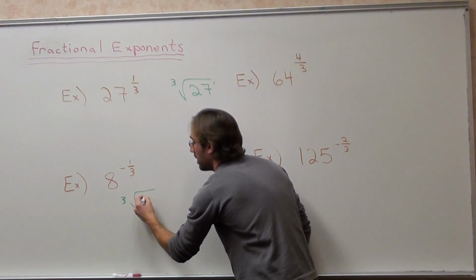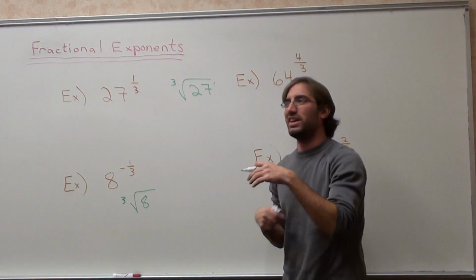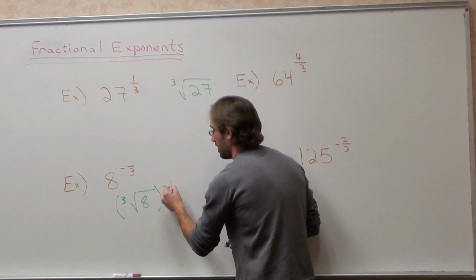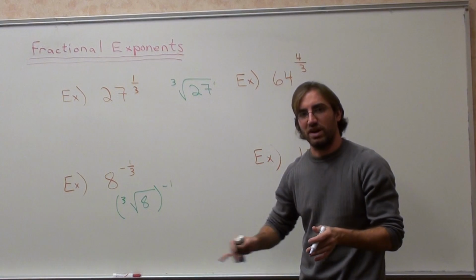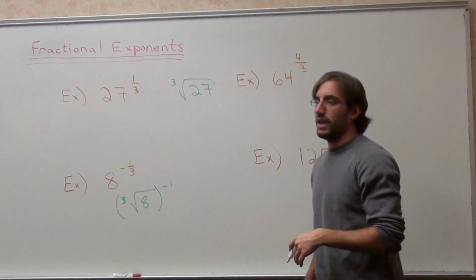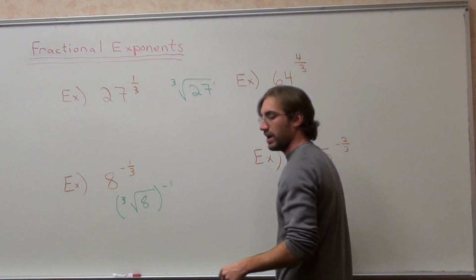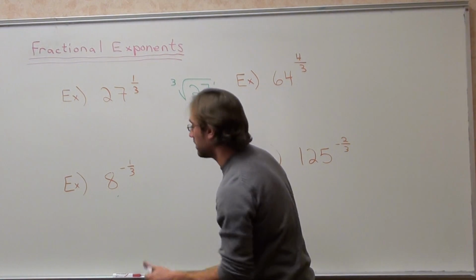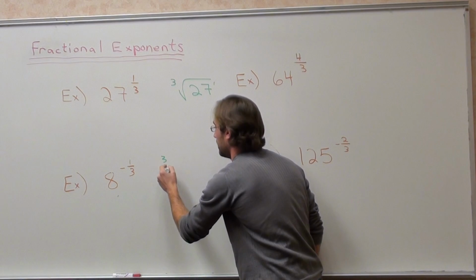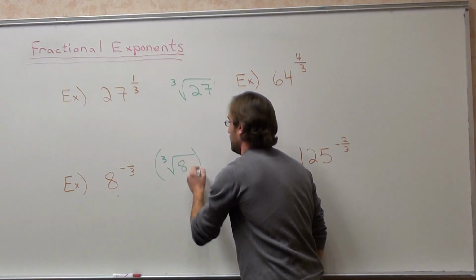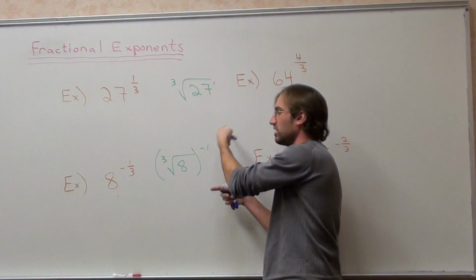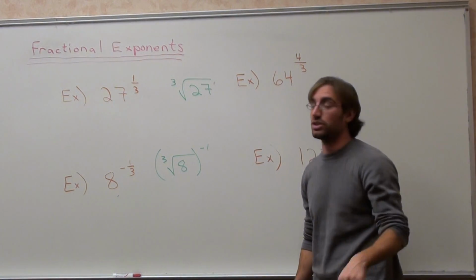cube root of 8, and when we're working with a negative exponent, what we want to do is put parentheses around it and take care of the negative last. It just makes a little bit more sense. Actually, you know what, I should probably write that a little bit off to the side. When I'm working with negative exponents, you put parentheses and then you take care of the negative last. That's what I would actually do.